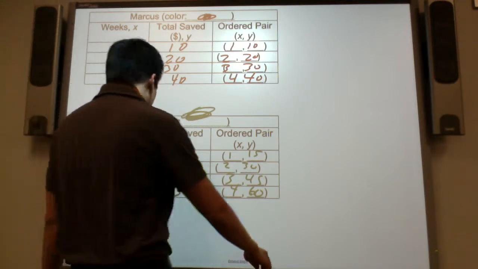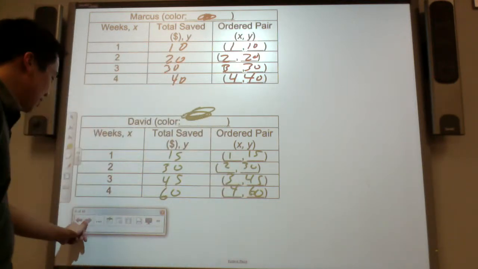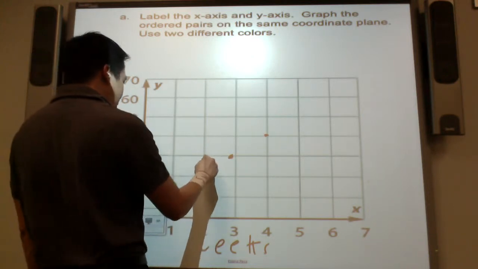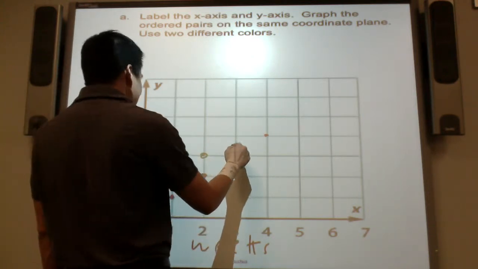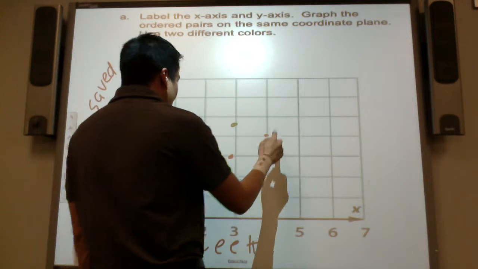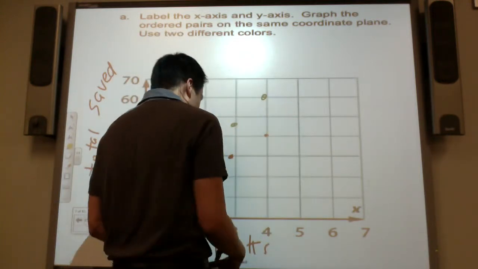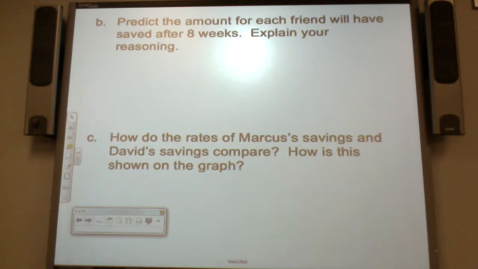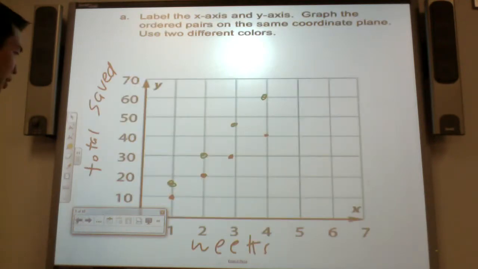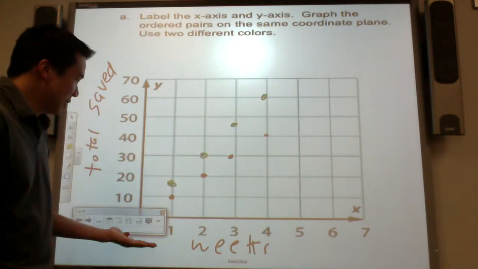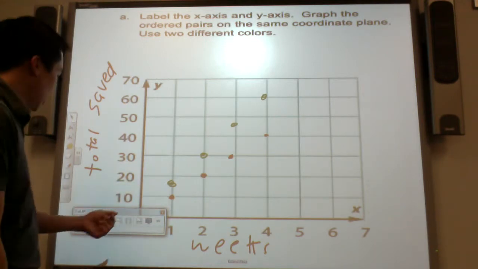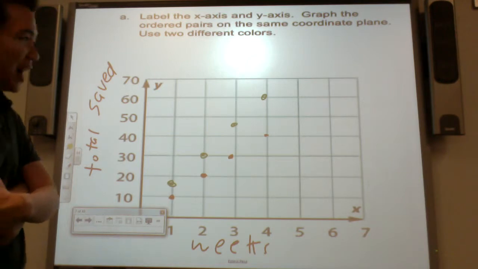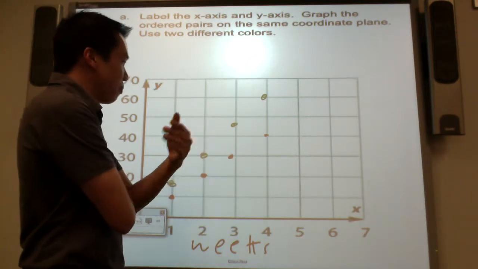Let's take our green. In 1 week, he saves $15. In 2 weeks, he saves $30. In 3 weeks, he saves $45. In 4 weeks, he saves $60. So as you can tell by this, it seems like the green dot, who's the green again? David saves more money at a faster rate than his friend Marcus.